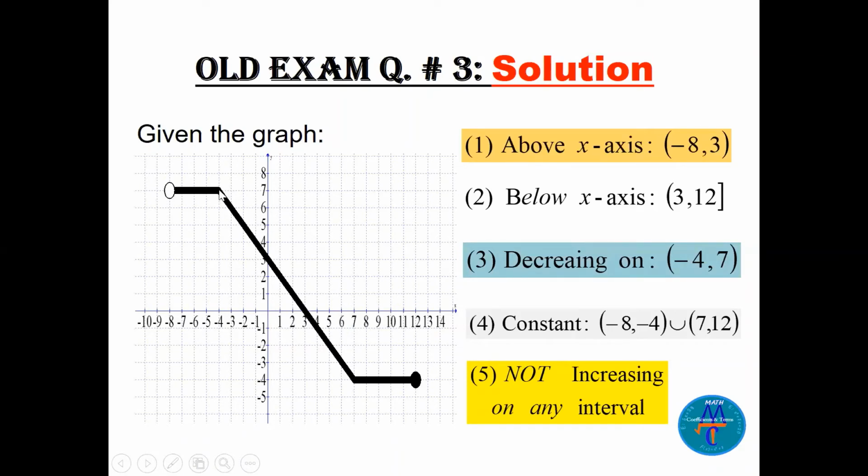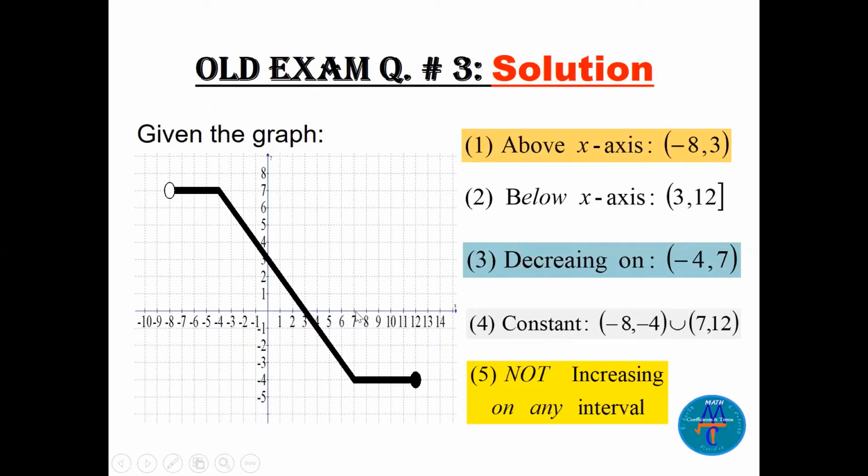Now decreasing: all this decreasing function goes down like this, but from where? From minus 4 until 7 on the x. So minus 4 to 7 is the decreasing interval. Constant: let's see where the graph is constant. We have two pieces where the graph is constant. From minus 8 until minus 4, see that one here?